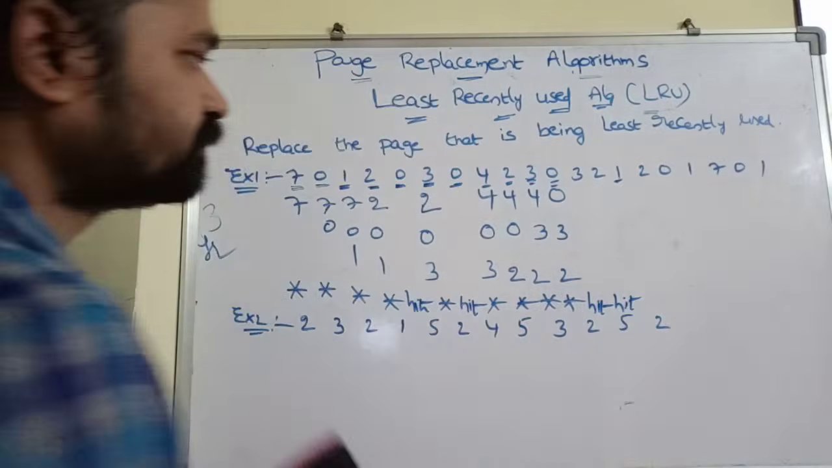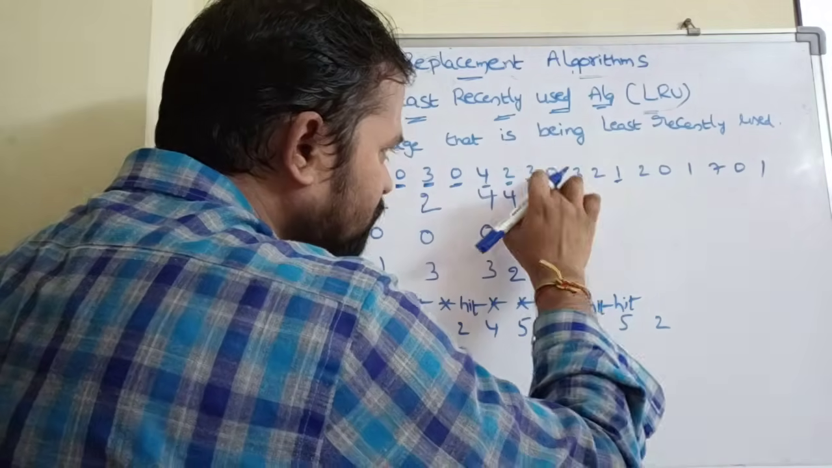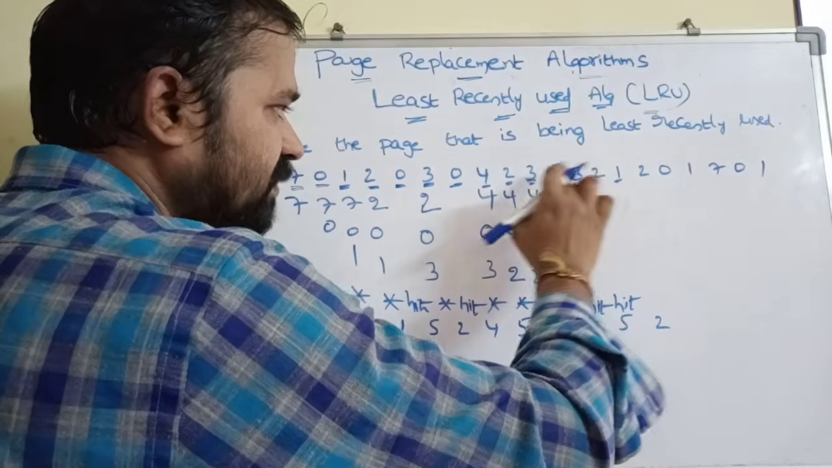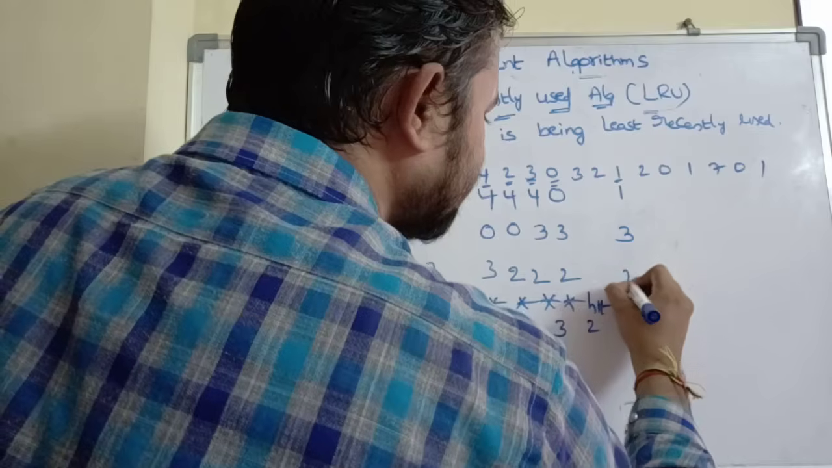Next what about 1? 1 is not present in the main memory. So the least recently used page is 0. Why? Because here we have 2, here we have 0. So in place of 0 we will get 1. Next remaining pages as it is. 2.